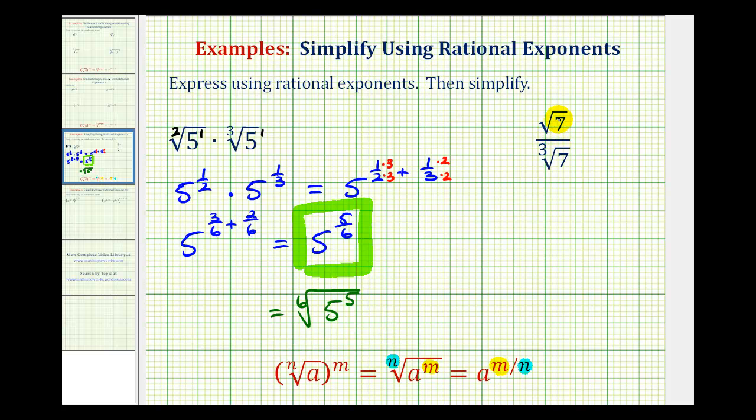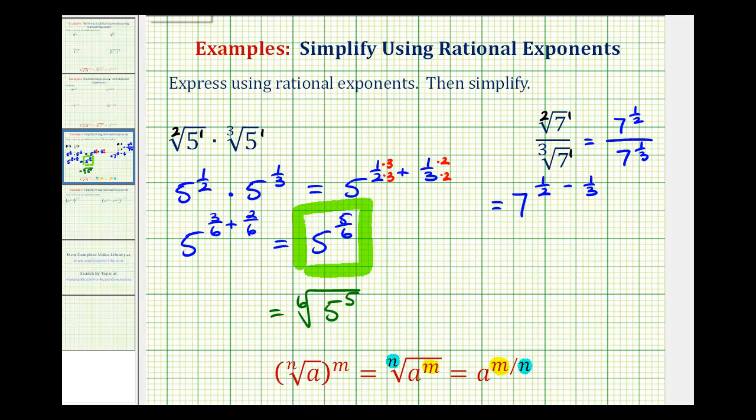Next, we have the square root of 7 divided by the cube root of 7. So again, the index here is 2, the exponent is 1, and the exponent is 1 here. So using rational exponents, this would be 7 to the 1/2 power divided by 7 to the 1/3 power. And now that we're dividing and the bases are the same, we would subtract the exponents. So this would be 7 to the power of 1/2 minus 1/3.